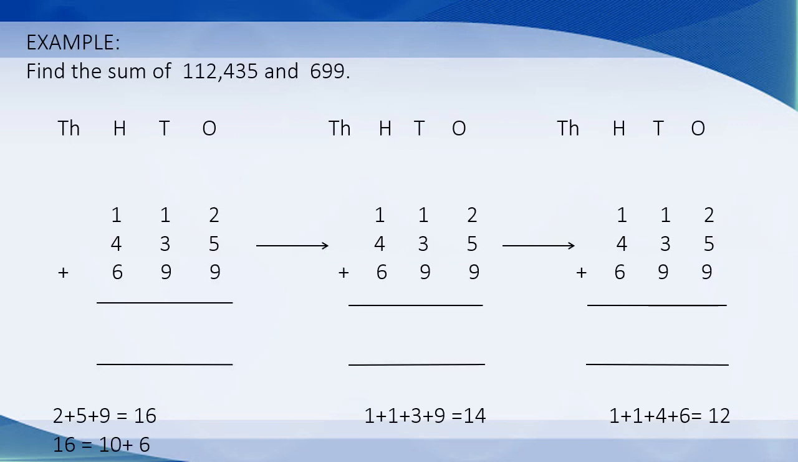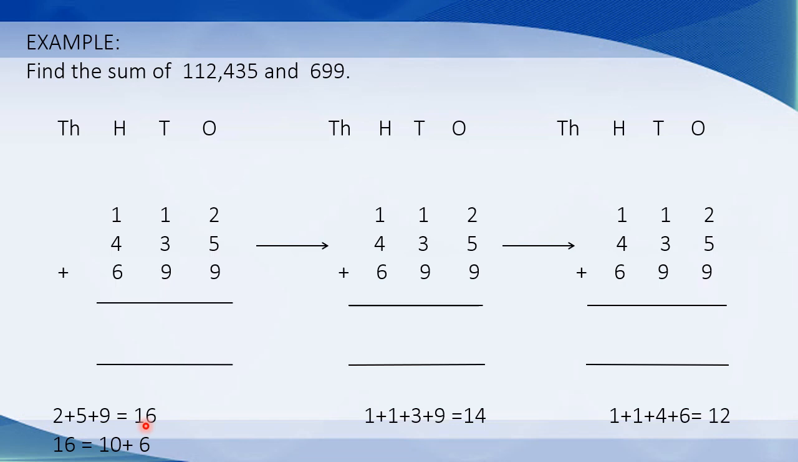Now we are going to add three three-digit numbers. The question is find the sum of 112, 435 and 699. So we have written here all the numbers with thousands, hundreds, tens and ones columns. At first, what we have to do? We have to add the ones place values. What are the ones place values here? 2, 5 and 9. So 2 plus 5 plus 9 is equal to 16.